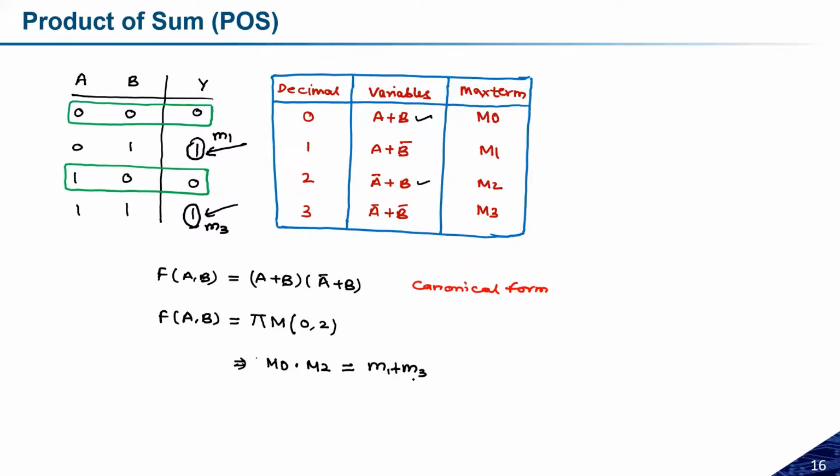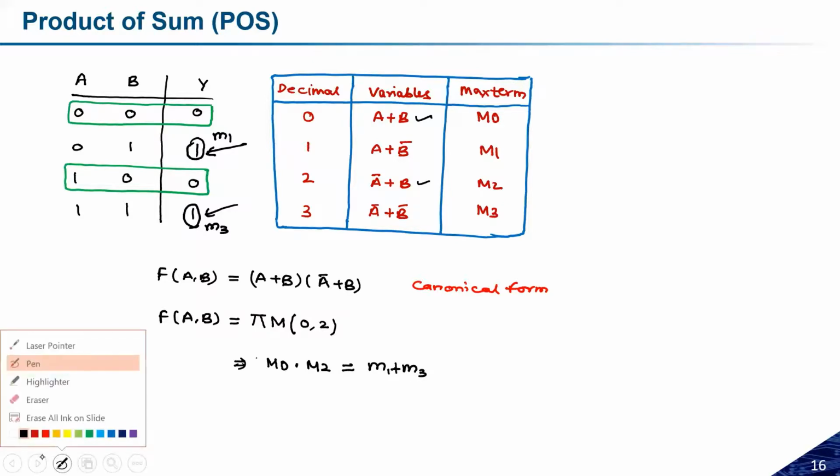Suppose a function is given in the POS form, and you have to convert it into the SOP form. Then what do you have to do? First, you have to convert your function into the canonical form, so that you will get all the min terms or max terms as per the requirement, and whatever min terms are present, you can convert that into the max terms, and vice versa. Let me repeat what I'm saying.